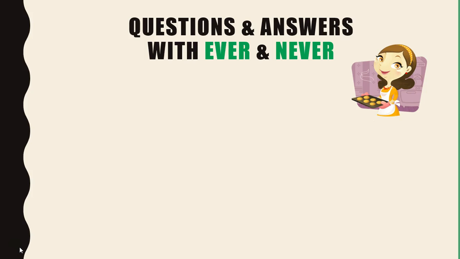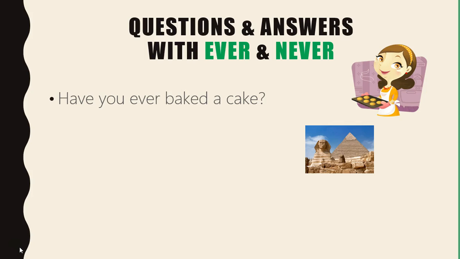Let's look at the questions and answers. For example, we have the girl here. Have you ever baked a cake? Yes, I have, or no, I haven't. We can ask another question here. We have a picture of Egypt. What would the question be? Have you ever been to Egypt? That's correct. So yes, I have, or no, I haven't.